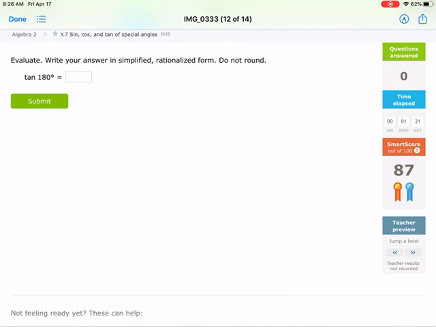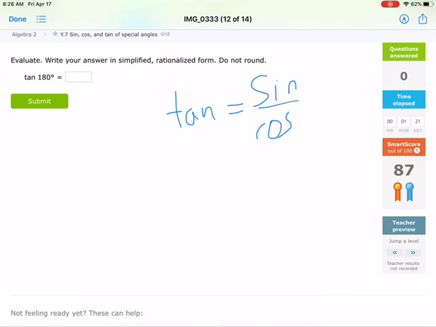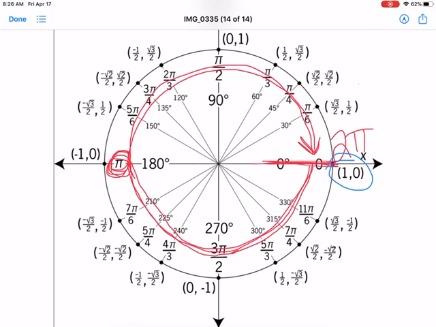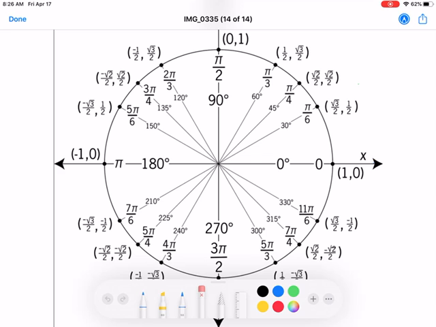Tangent of 180 degrees. So we know that the tangent is equal to sine over cosine. Let's go to our unit circle and take a look at 180 degrees. Let me erase everything. I wish I could just hit a button and make everything disappear, but I can't. So here's 180. I can go from 0 all the way around to 180. It'd be the same thing as tangent of pi. Keep that in mind because they're both radians and degrees now. The same exact thing.